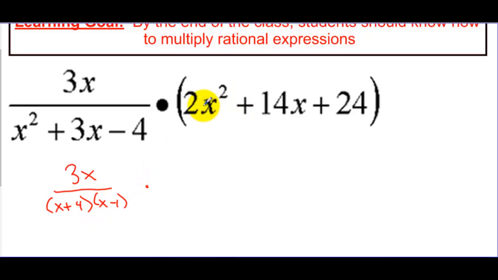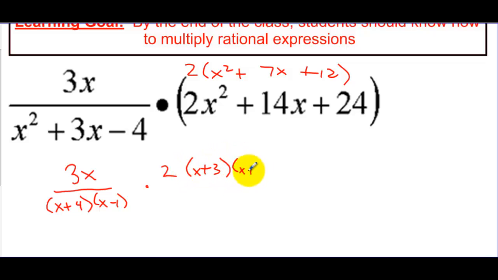Okay, and then here I have a couple of things happening. I have the 2 that can come out. So again, we'll do this off to the side so we don't have to rewrite the whole problem again. 2 times x squared plus 7x plus 12. Right, that's a GCF. And then x squared plus 7x plus 12 is just like our x squared plus 3x minus 4. Here I can say this is 3 times 4. This is 3 plus 4. This factors into x plus 3 and x plus 4.